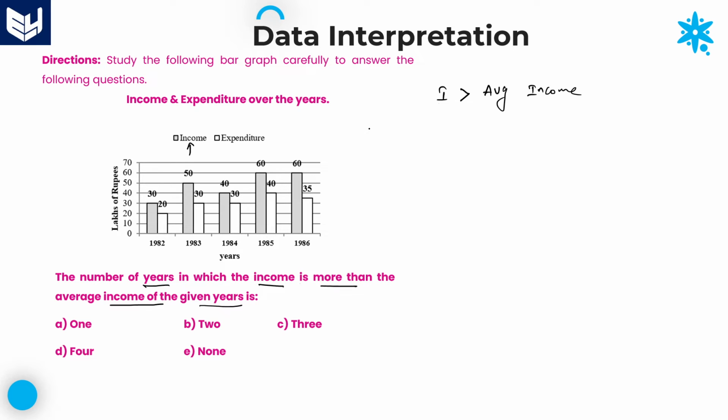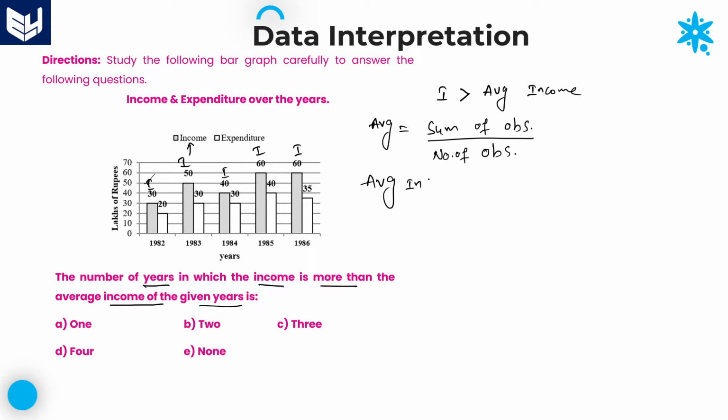Now first, before going to that, all first bars are representing incomes. And first we need to calculate the average. Average is equal to sum of observations divided by number of observations.